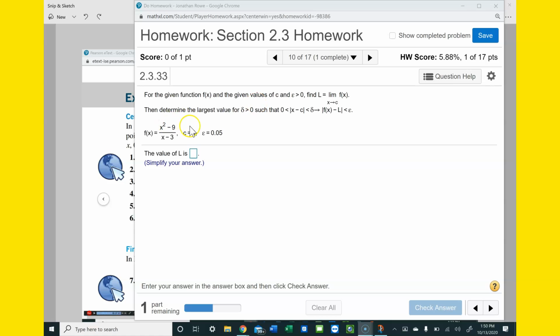Here, similarly, finding L in this case, though, if you plug in 3, it won't be possible, right? Because that's going to make the denominator be 0. So what you're going to want to do here is factor and simplify this expression to find another expression that is the same as this one except at 3. And then you can plug 3 into that one to find the value of L.